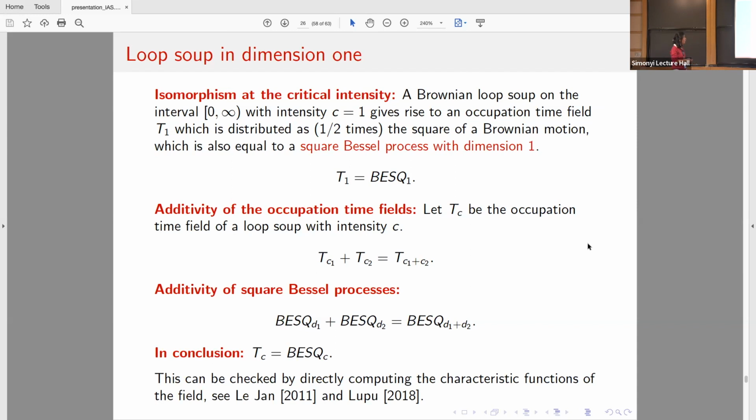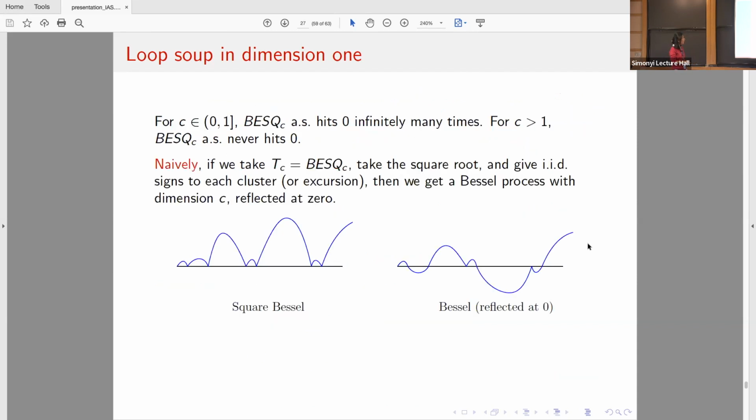So the occupation time field of a one-dimensional loop soup is equal to a square Bessel process, where the dimension is equal to the intensity of the loop soup. And for C between 0 and 1, subcritical, the square Bessel process hits 0 infinitely many times. And for C bigger than 1, the square Bessel never hits 0. So it corresponds to the phase transition where the loop soup forms infinitely many clusters or only one cluster.